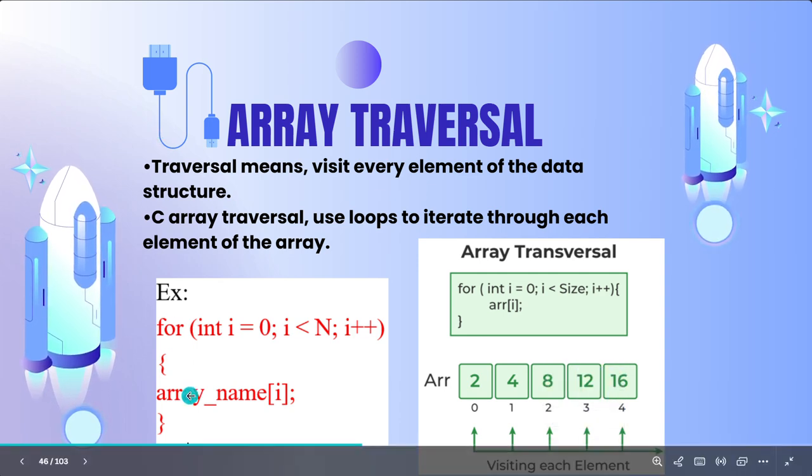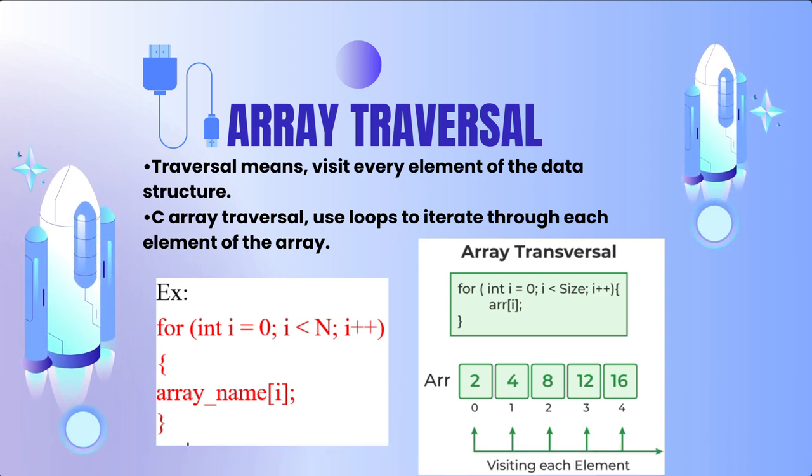And here we have an example. So for int i equals to 0, i less than n, i plus plus. Within the loop we have array name i. So in the same way we used array initialization using loop, we are initializing the values with the help of loop, but we are not initializing here. We are just visiting every element with the help of loop. It is the same way.